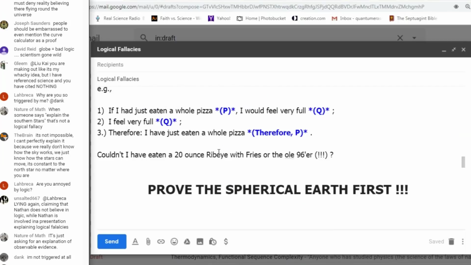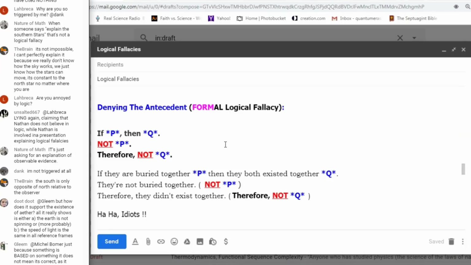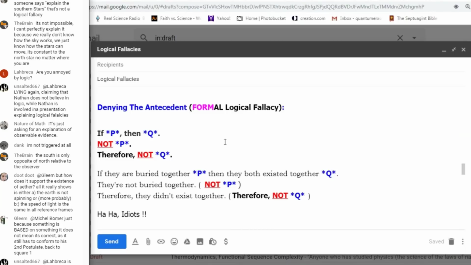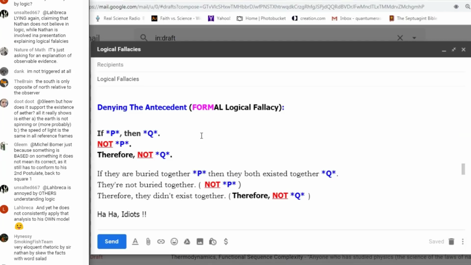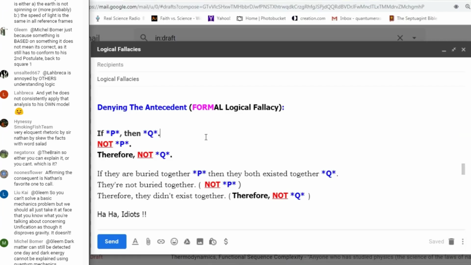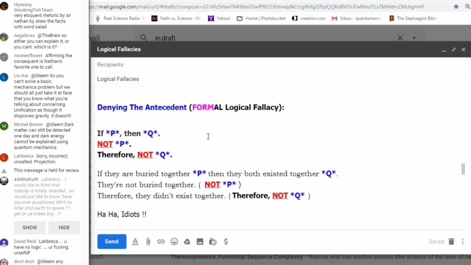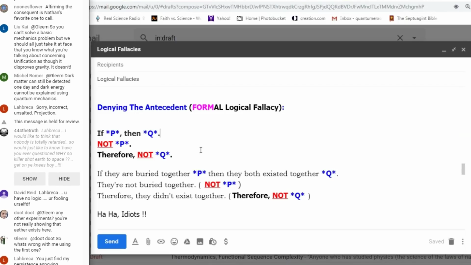I think we'll move on. Okay. All right, so we had the affirming the consequent form of logical fallacy. This is its nasty little sister, denying the antecedent. Again, it's a formal logical fallacy. It has form. So, if P, then Q, not P, therefore not Q, right? This is classic in the evolutionist, whatever that is, genre. Check this one out. If they are buried together, P, then they both existed together, Q. They are not buried together, not P, therefore they didn't exist together, therefore not Q.